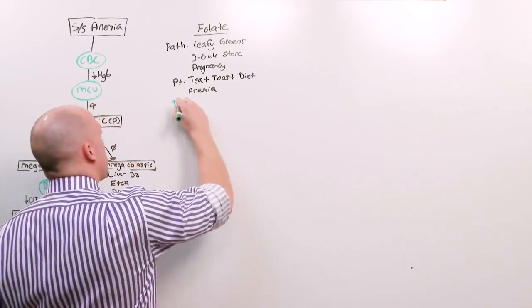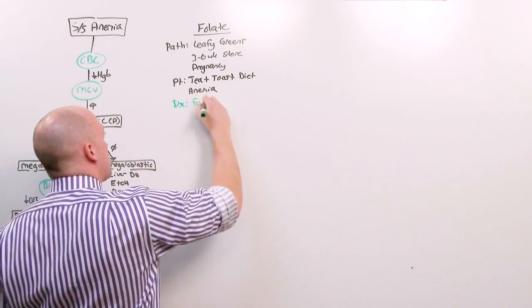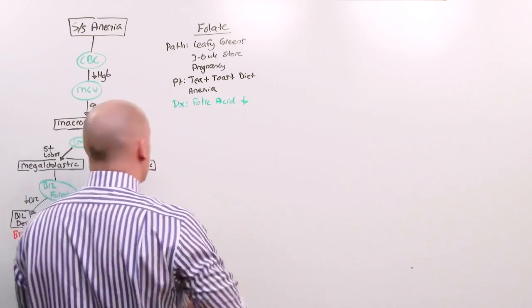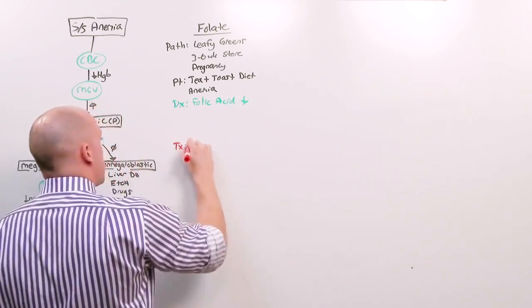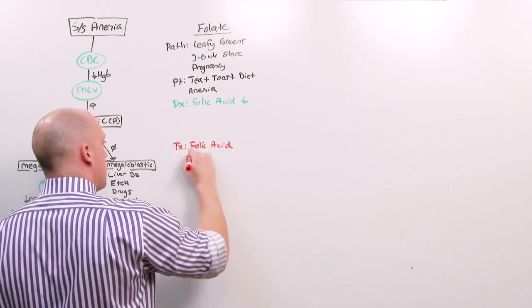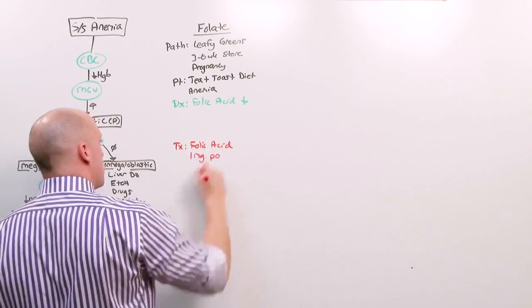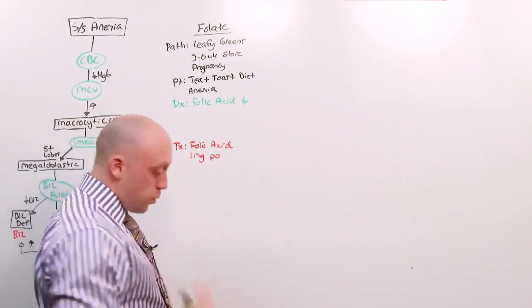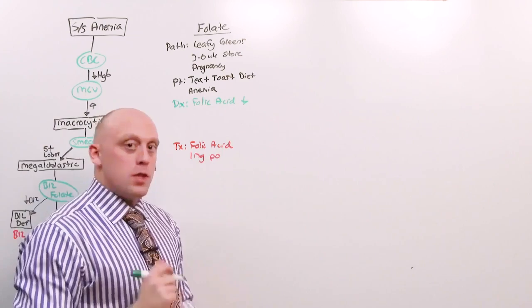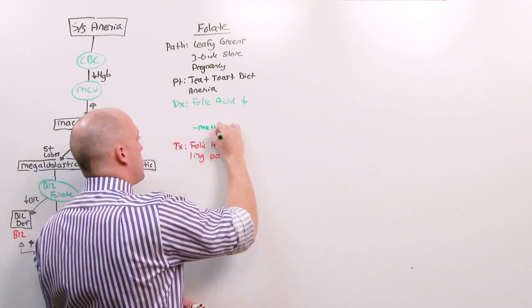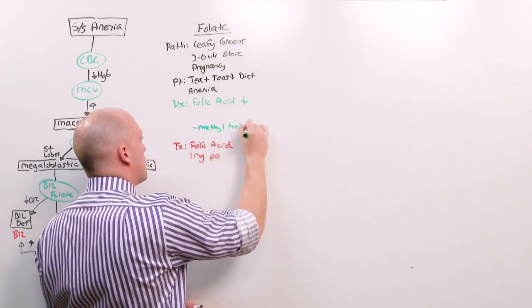The diagnosis is made by getting a folic acid. If the folic acid is low, you just treat. And the treatment is folic acid, 1 milligram orally, daily. But if the folic acid level is equivocal, the test you want to get is a methylmalonic acid. And the methylmalonic acid will not be elevated.